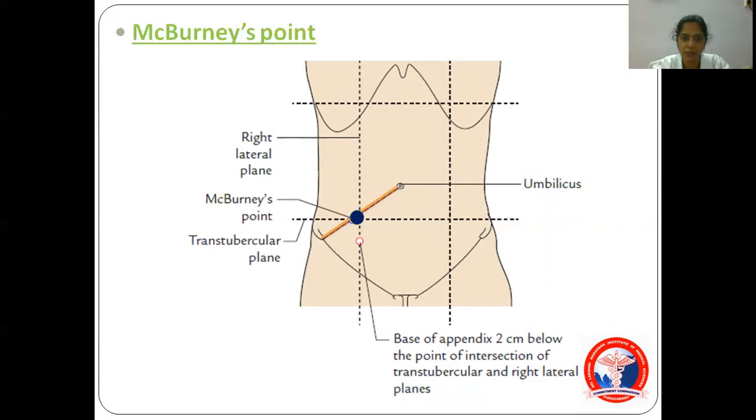What is the importance of McBurney's point? This is the most important landmark. When you compress this point, the patient with appendicitis may feel pain, tenderness. Tenderness in McBurney's point indicates the inflamed appendix. So surgically, McBurney's point is very important. In this picture, you can clearly see McBurney's point and the base of the appendix 2 centimeter below the right lateral plane and the transtubercular plane. Any doubt up to this? Shall we continue?